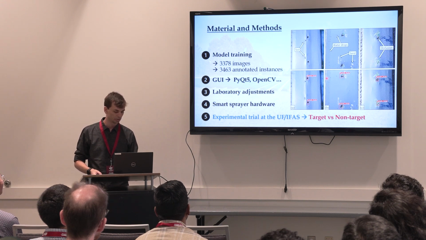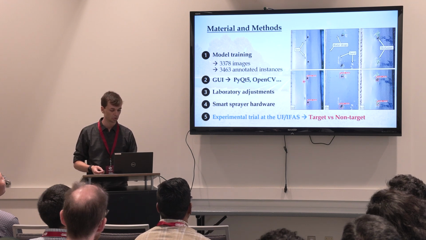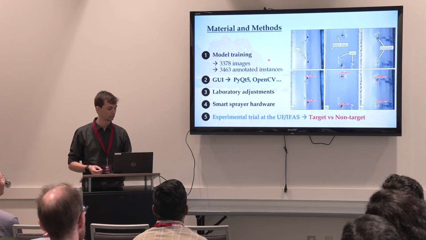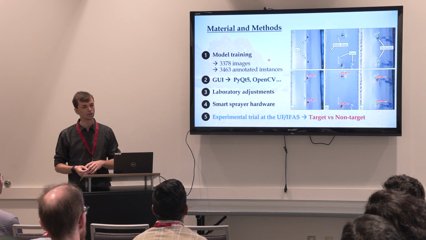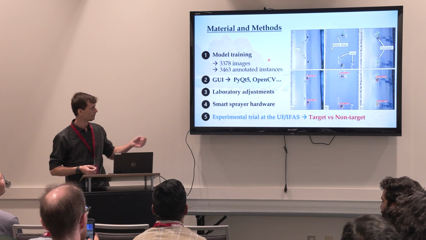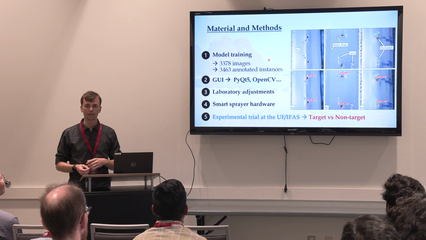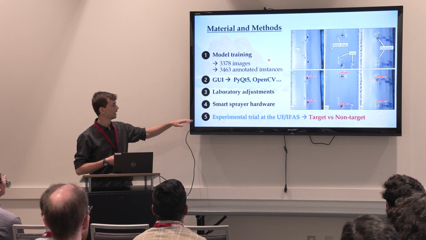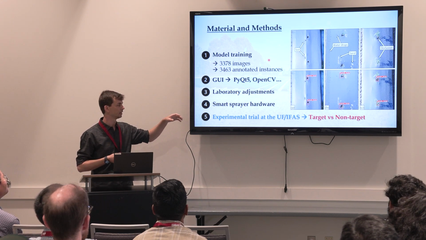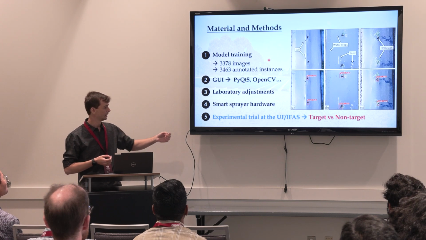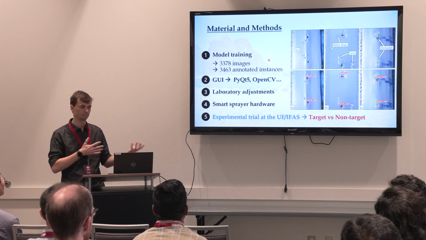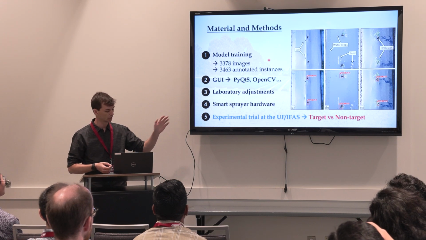So we have to try to simulate the real conditions in the field. We did the annotation using bounding boxes. It doesn't matter if I have only the punch hole or the punch hole with the plant. In our data set, we have a little more than 3,000 pictures and 3,000 annotations. The graphical user interface we created using PyQt5, OpenCV, and other open source libraries. We performed the laboratory adjustments; I'm going to explain a little later because we had to calibrate the system. We developed the smart sprayer hardware, and we conducted experimental trials to see if our proposed idea works, comparing target and non-target application.